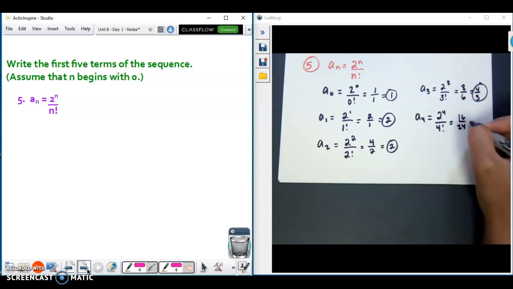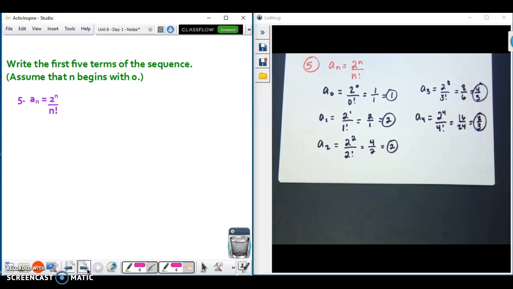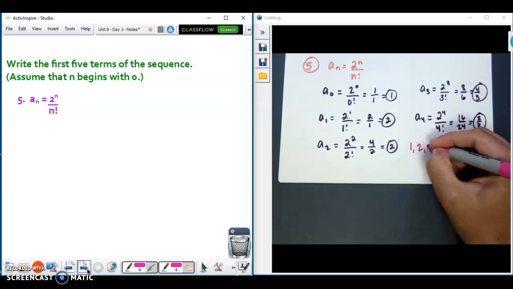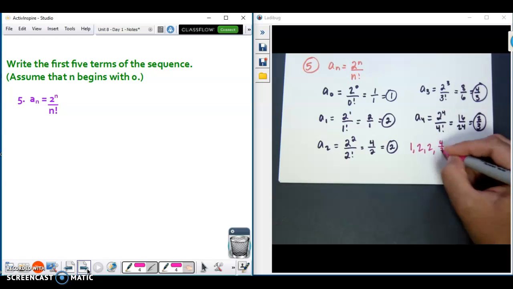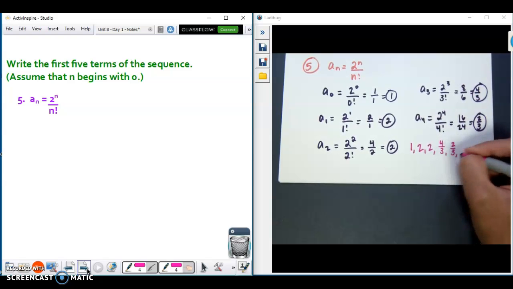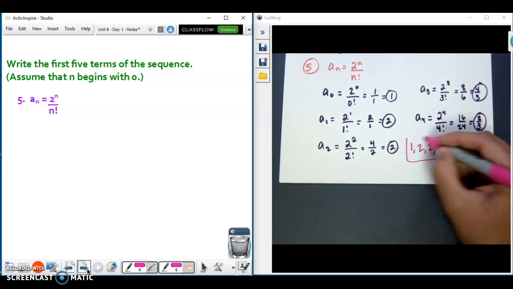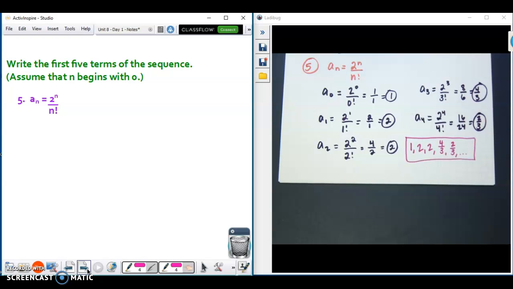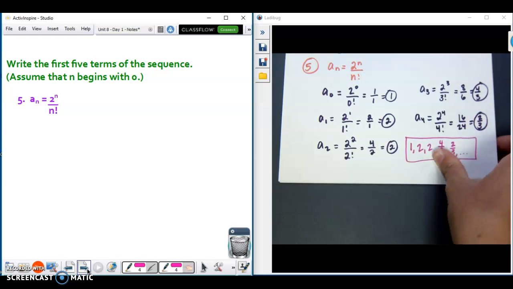So the main thing for you to see on this problem was that it won't always start at 1. If it doesn't tell you, you can assume that it starts at 1. But sometimes they'll tell you that it starts at 0, or it might even start at 5 or something. Just if they don't tell you, assume that it starts at 1. But if they tell you, just make sure you start with that n value. So those are going to be our first 5 terms of that sequence.